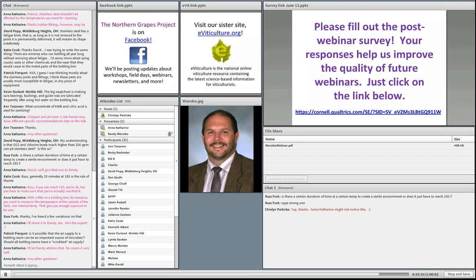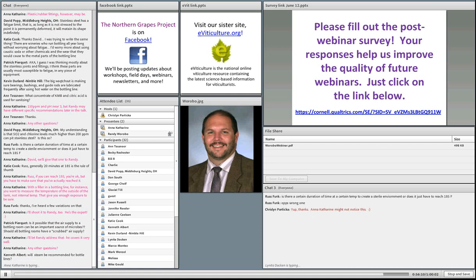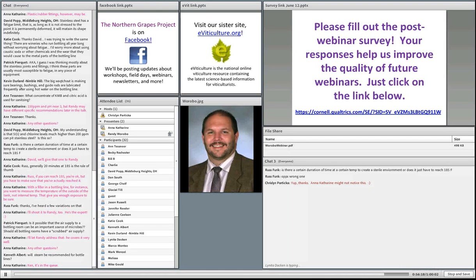Next question: is it possible that the air supply to a bottling room can be an important source of microbes? So, should all bottling rooms have a scrubbed air supply? I've seen bottling rooms that have the drain that runs through the center of it. I would not recommend that scenario. The air doesn't have to be scrubbed. It depends on the air circulation patterns. Positive pressure, a higher pressure coming into your bottling room that forces everything out, is a much better scenario than negative pressure. If you do want a sterile air supply coming in, you can have a HEPA filter for the air delivery system just into the bottling room. But a positive air pressure is just as important.